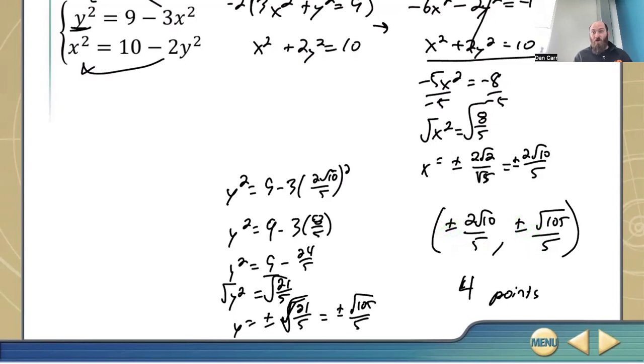Okay, and that's it for our solving. Again, we're finding those intersection points. So that's it for today.